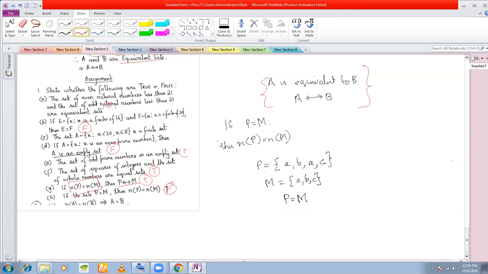Next is: cardinality of A is equal to cardinality of B means A is equal to B. Is this true? Cardinality of A is equal to cardinality of B implies. This sign means implies. Then can I say that A is equal to B? No, sir. Look at this example. Let's say A is 1, 2, 3.